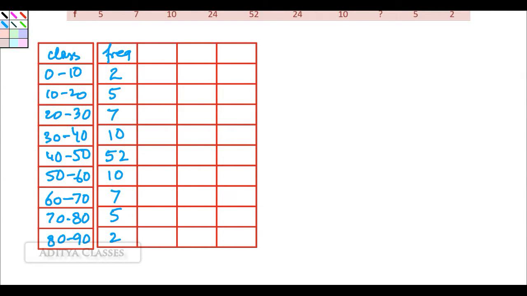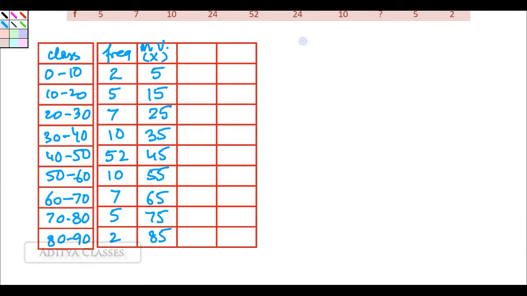For mean, we need mid value which we will term as x. So mid value of 0 to 10 would be 5, 10 to 20. How do we find mid value? 10 plus 20 upon 2. 10 plus 20 is 30, 30 upon 2 is 15, 20 plus 30, 50 upon 2, 25. Here we have our mid values.